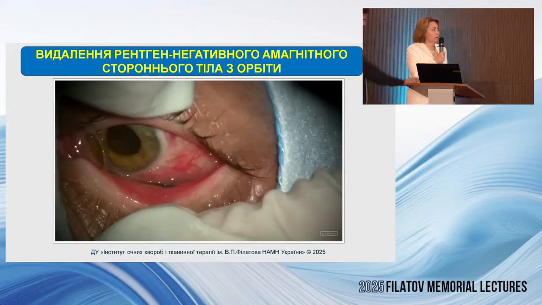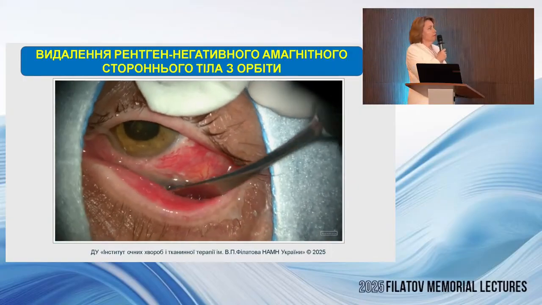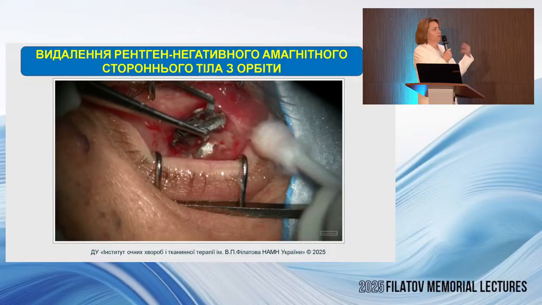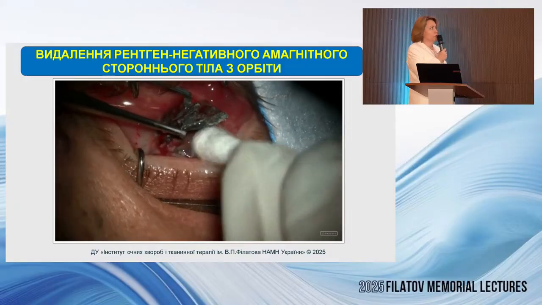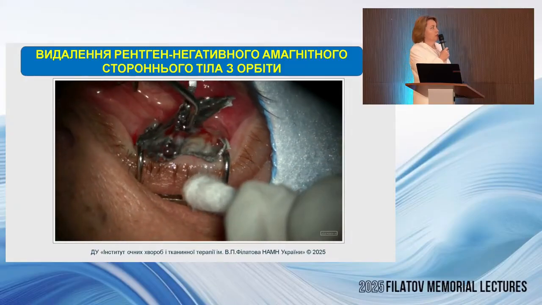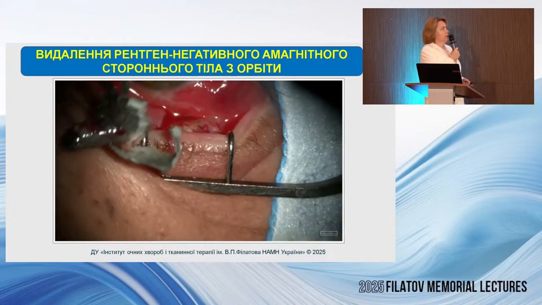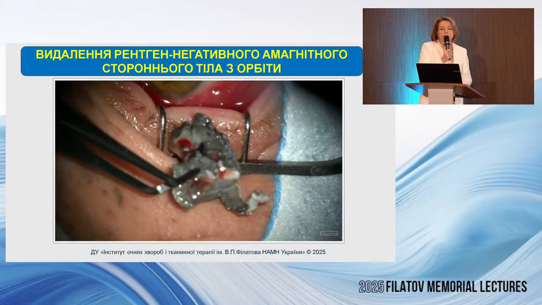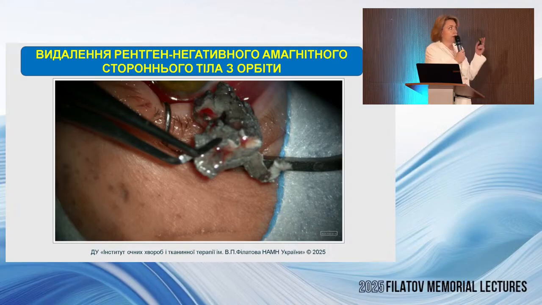For example, in this clinical case you see a foreign body that we remove through the lower conjunctival fornix. It was located in the parabulbar adipose tissue. One end was visible through the lower conjunctival fornix, causing the patient continuous irritation and discharge. Unfortunately, this foreign body was X-ray negative, therefore it was not noticed at the previous stages of evacuation.